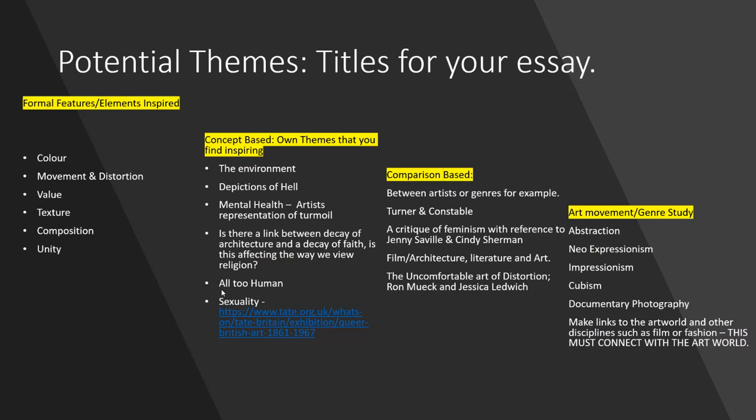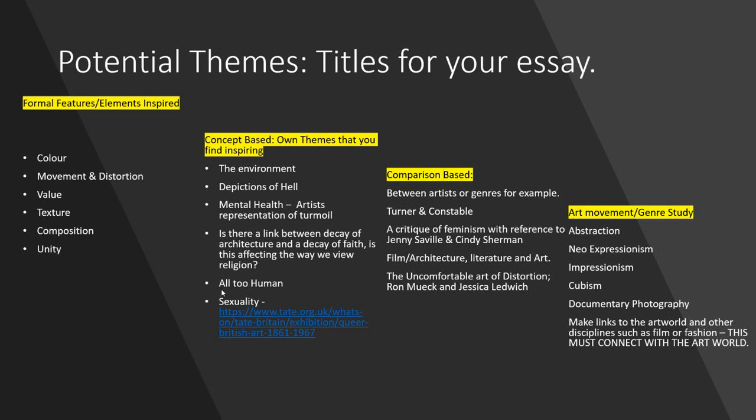Okay. So you've got 4 different ways that you can approach this. You can look at the 4 different sorts of titles that you could select. The most straightforward one would be focusing upon formal features. So, for example, you look at colour. One student previously looked at the colour red and looked at different ways that artists interpreted and used colour red within artwork, with different analysis of artwork.